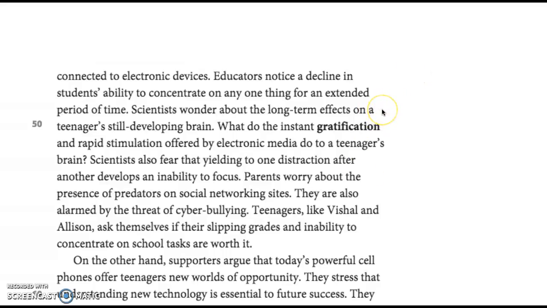Scientists wonder about the long-term effects on a teenager's still developing brain. What do the instant gratification and rapid stimulation offered by electronic media do to a teenager's brain? Scientists also fear that yielding to one distraction after another develops an inability to focus. Parents worry about the presence of predators on social networking sites. They also are alarmed by the threat of cyberbullying. Teenagers, like Vishal and Allison, ask themselves if their slipping grades and inability to concentrate on school tasks are worth it.